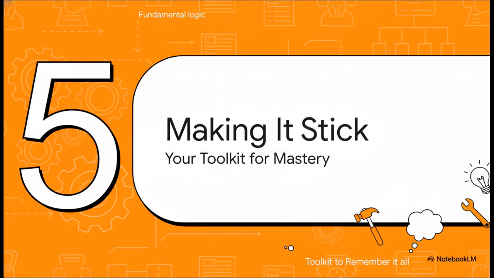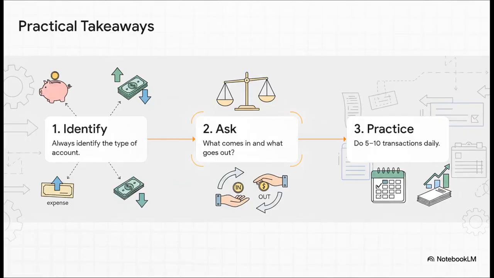So there you have it. You've got the core logic down. But the real goal is to make this feel like second nature, right? To do that, you just need a simple process to follow and maybe a couple of little tools to help it all stick. So here's your mental checklist, your toolkit. Number 1, the instant you see a transaction, your first step is always to identify the types of accounts. Is it personal, real, or nominal? Step 2, ask the golden question, what is coming in versus what is going out? And number 3, and this is the big one, practice.